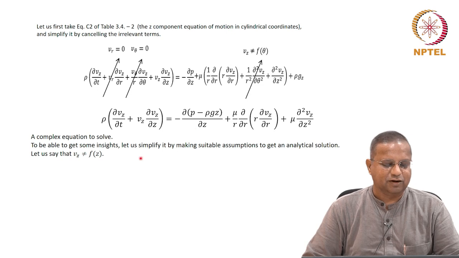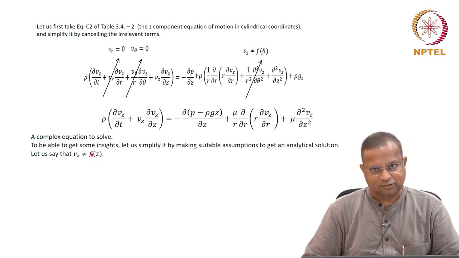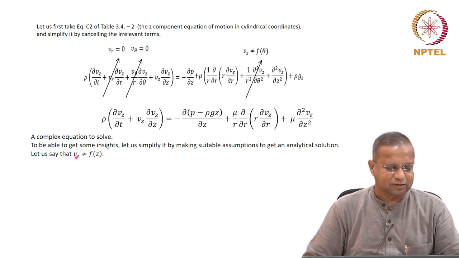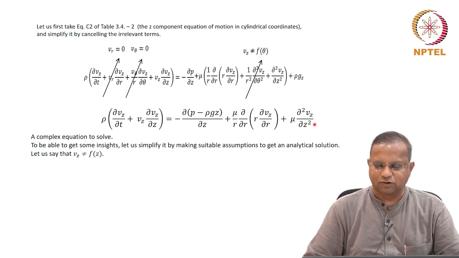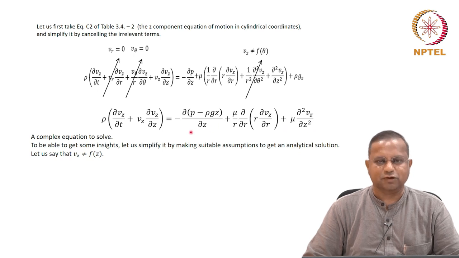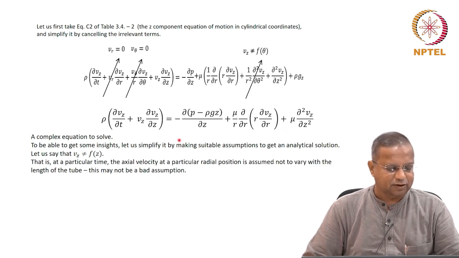But this is difficult, and therefore, even with these assumptions, it is quite lengthy and tedious. But let us do this. Vz is not a function of z. Therefore, all those Vz dVz dz terms will drop out. This is going to drop out, this is going to drop out. Of course, the others we cannot do much about.